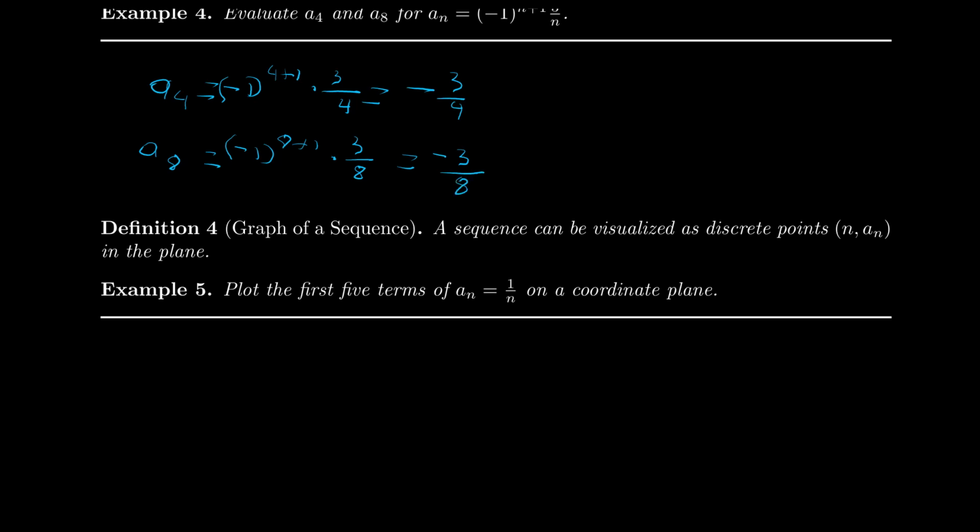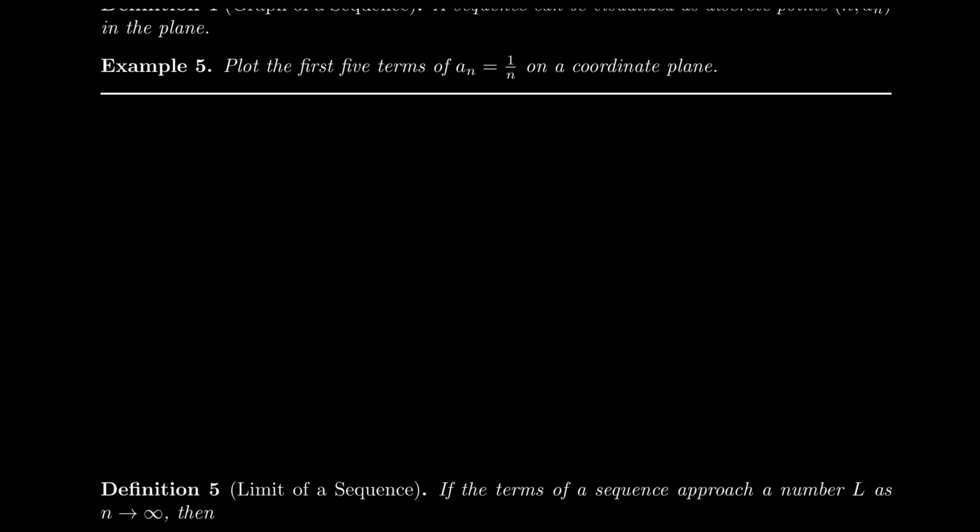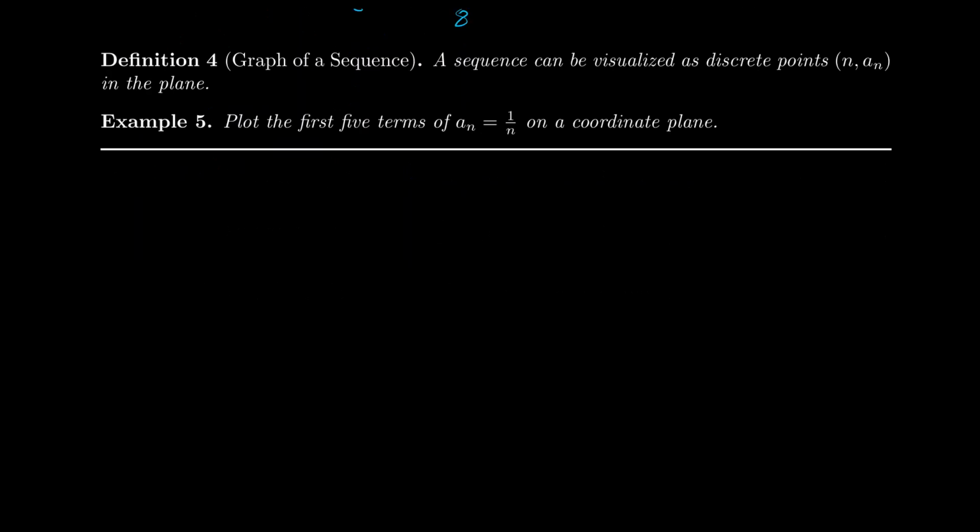Okay. If you wanted to write out the sequence explicitly with that closed form, you would just start with 1 and plug in 1, then plug in 2, then plug in 3, and that will give you all the terms. All right. Now, we can plot graphs of sequences. Okay. So we can visualize them as discrete points n, comma, a sub n in the plane.